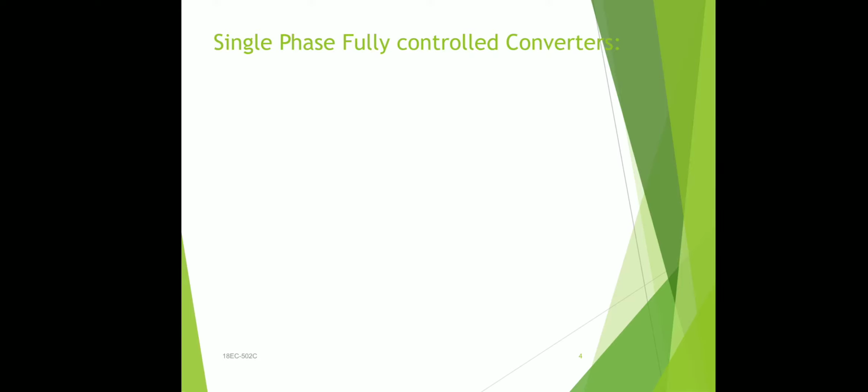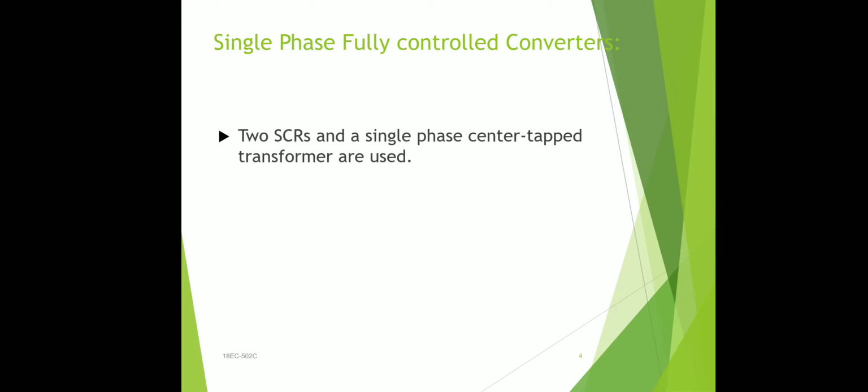Here the conversion is for both the positive and negative cycles. Here the controlling devices are two SCRs, and a single phase center tap transformer is used. In the fully controlled converters, the required elements are two SCRs, because it is converting two cycles, the positive cycle and the negative cycle. So for this we need two SCRs.